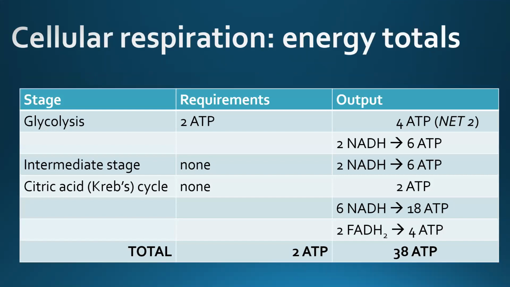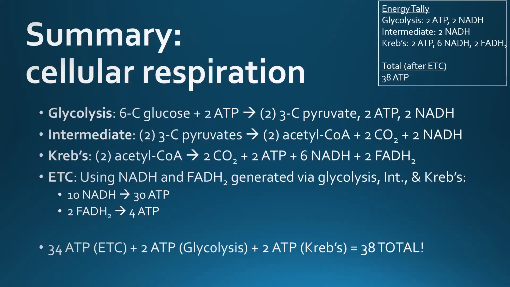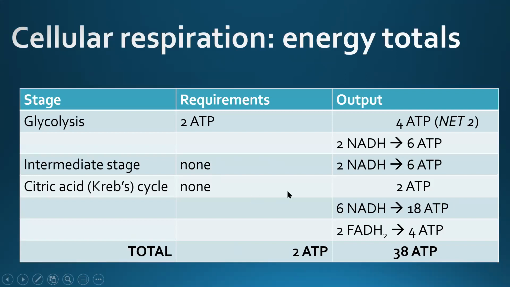Okay, so you can see again, just a table showing you the energy totals. If you didn't like the way we had it here, we have it in a table format for you. So you can see again, what do you produce in glycolysis? What do you produce in the intermediate stage? What do you produce in the citric acid cycle? You got a total of 38 ATP.